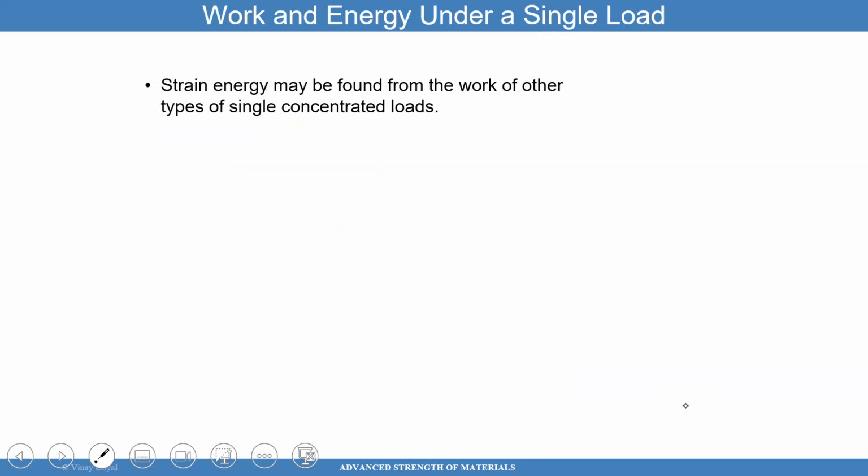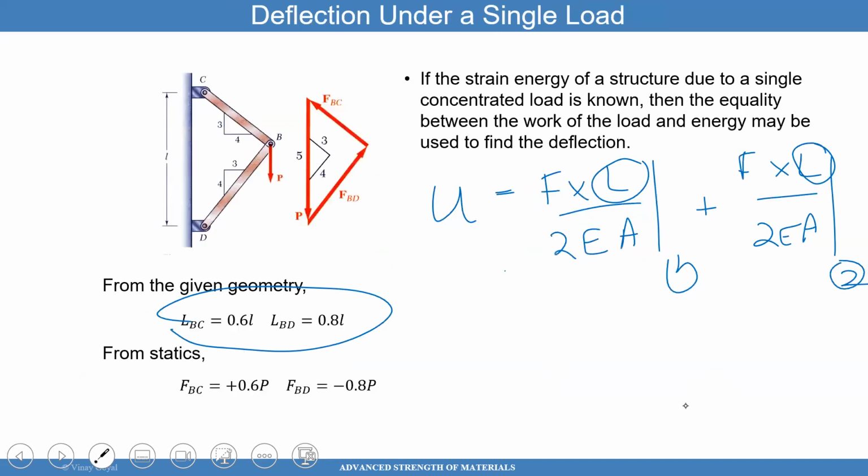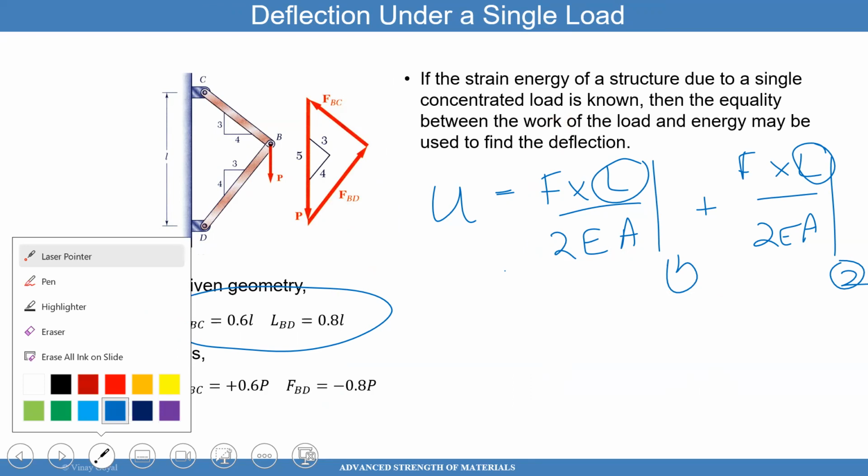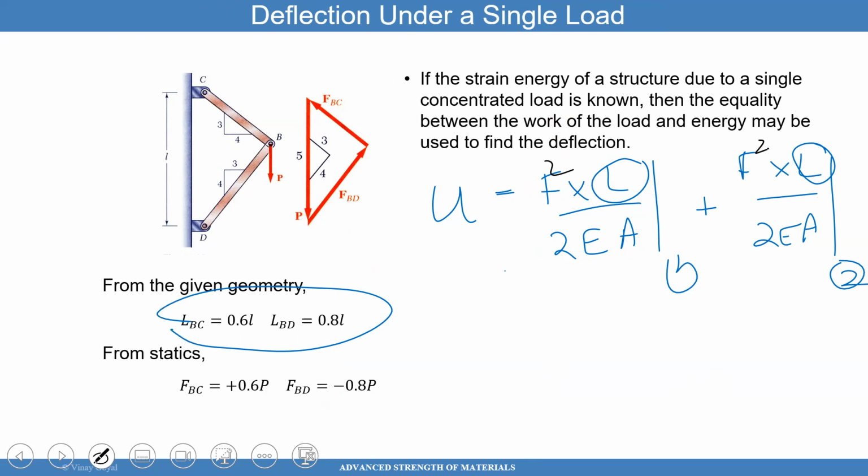And what do I have here? Oh, there's an error. Is that an error? It's supposed to be squared here? Is that what your question was? 50 points for you. Great eyes. F squared over 2EA times L. That was the formula we derived earlier, right? Good job in catching that.